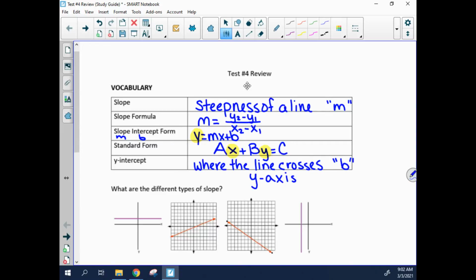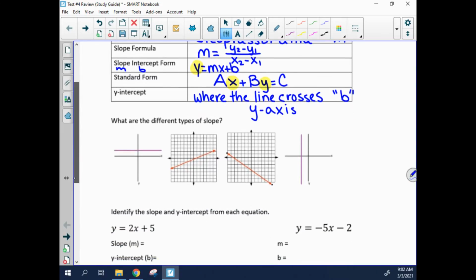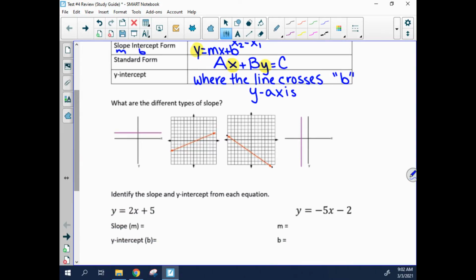Okay? So the next question asks us, what are the different types of slope? There are 4 types. And looking at the graph, the first one here, we have a horizontal line. So anytime we have a horizontal line, it has a 0 slope. So I'm going to write m equals 0. So horizontal lines go left to right.